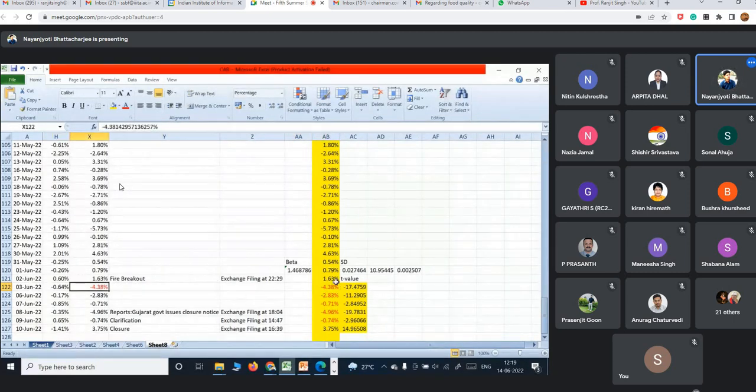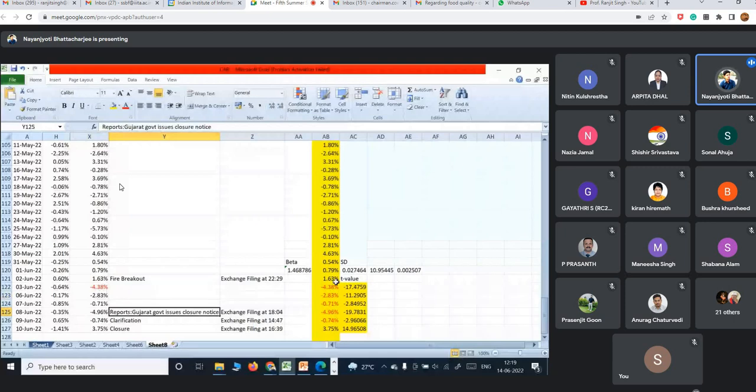Now, the point is, on 6th of June, since 4th and 5th were holidays, you see again the sign of the price reaction is negative. The negative reaction continues. There is one more additional piece of information here. There are some reports in newspapers that the Gujarat government has issued a closure notice. It was reported, and there was an exchange filing regarding that in the evening.